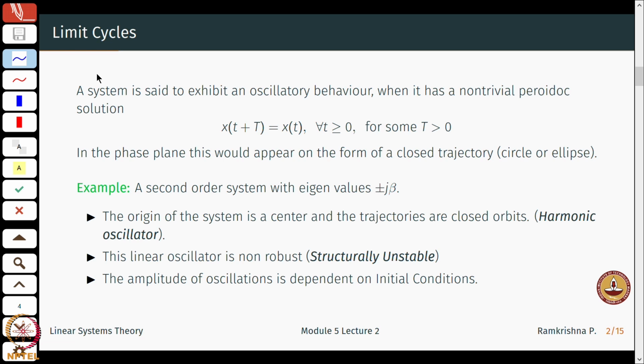So, first let us define the concept of an oscillatory behavior. A system is said to exhibit an oscillatory behavior when it has a non-trivial periodic solution, that is, x at t plus T is x of t for all t greater than 0 and for some capital T greater than 0, which is called the period. I am calling this non-trivial because I want to eliminate constant solutions. Even though constant solutions also exhibit this behavior, they are just constant for all time, so they would definitely satisfy this.